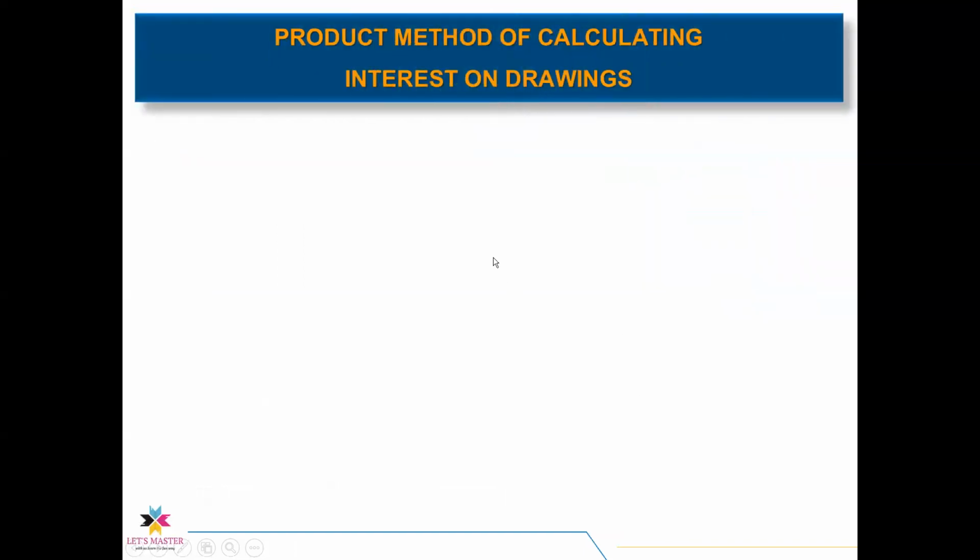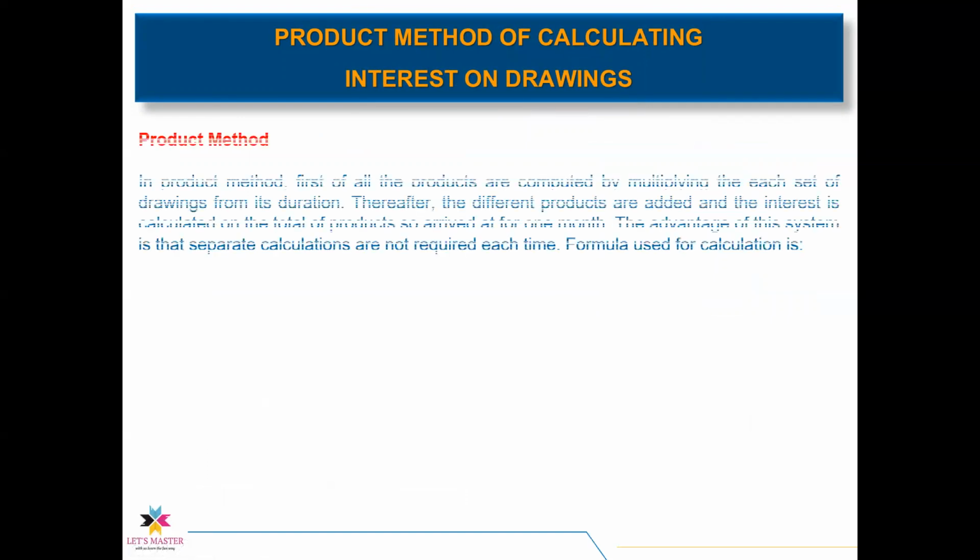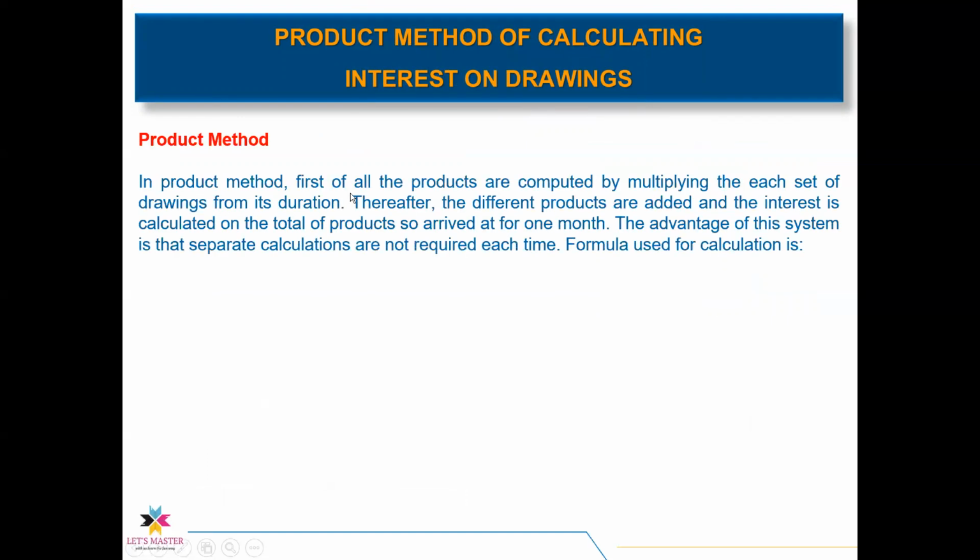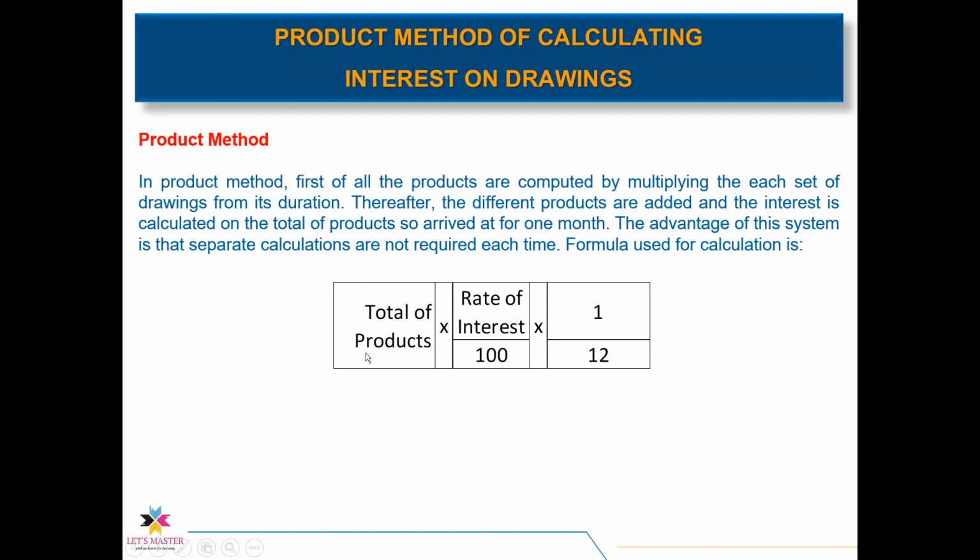Now, the product method of calculating interest on drawings. In product method, first of all the products are computed by multiplying each set of drawings by its duration. Thereafter, the different products are added and the interest is calculated on the total of products, arrived at for 1 month. The advantage of this system is that separate calculations are not required each time.